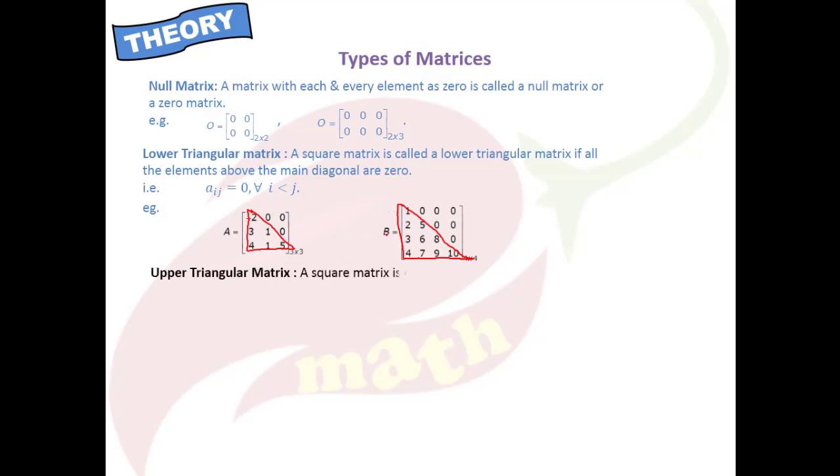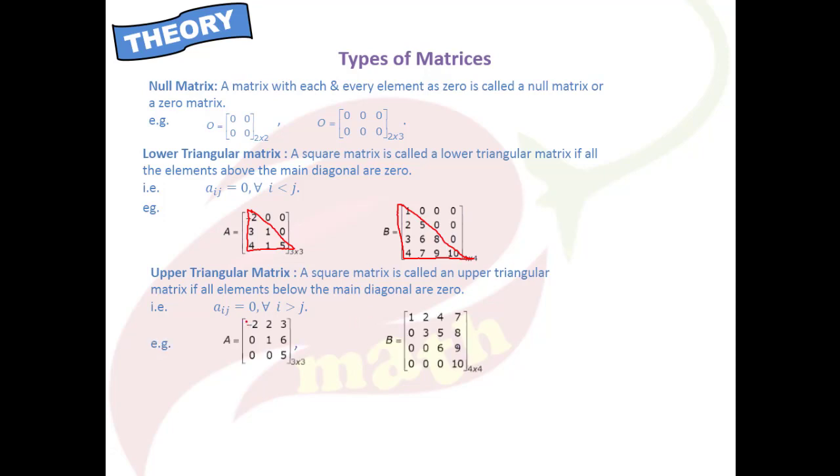Next we have the upper triangular matrix, just opposite to lower triangular. Here all the elements below the diagonal will be 0. Aij is 0 for all i greater than j. This is a triangle. That's why it is called an upper triangular matrix, because the elements below this diagonal are all 0.